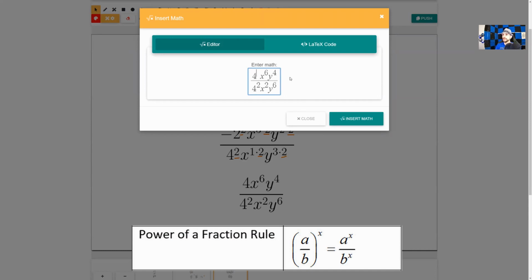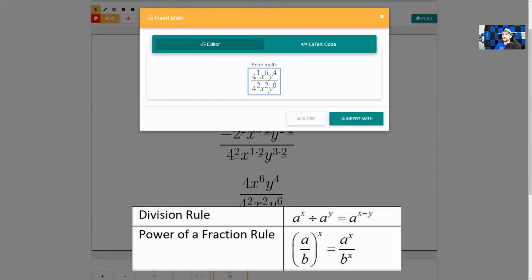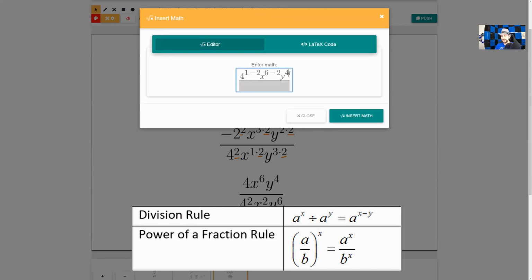Now I see a lot that's repeated in the numerator and denominator. Let me put a quick 4 to the first power up here so I can show you why I'm doing what I'm doing. Now from the quotient rule, we know that when we have the same base in the numerator and denominator, the result will be the numerator minus the denominator. So same base with to the power of the numerator minus the denominator. X to the 6 divided by x to the 2 is going to be x to the 6 minus 2. Y to the 4 divided by y to the 6 is going to be y to the 4 minus 6.